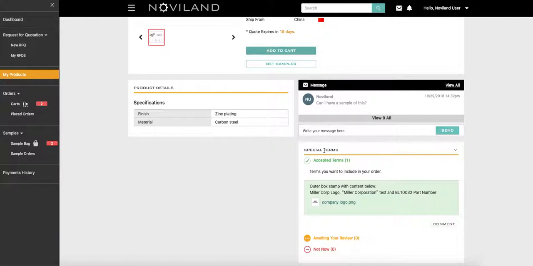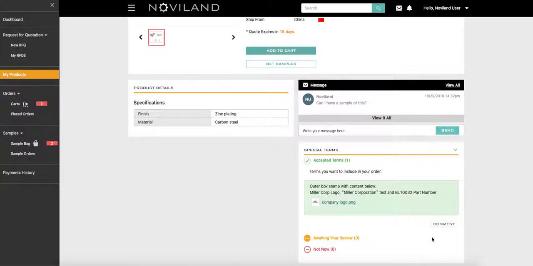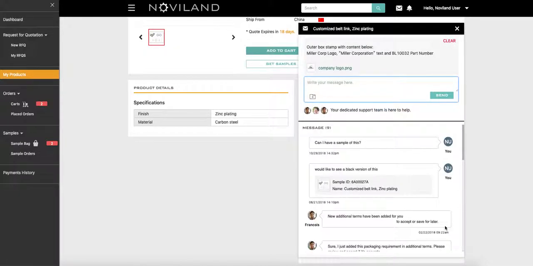The special terms are where we'd include things like packaging information, card insert information, packaging design files, and any charges they may incur. This sticks with your quote, so you don't have to tell us this information every time you reorder.